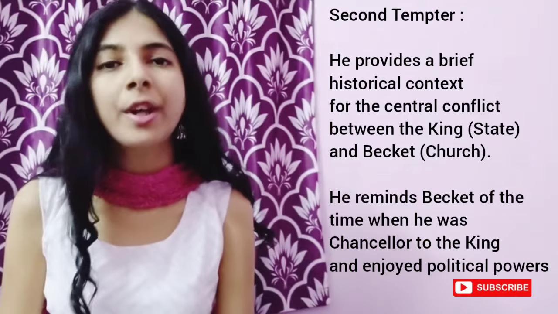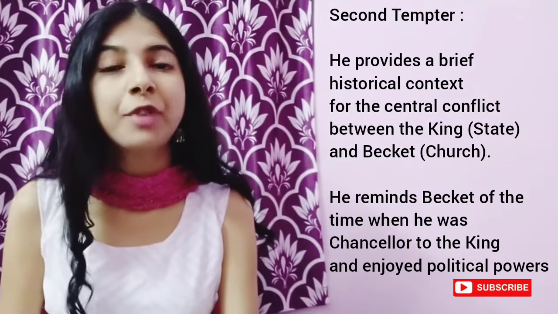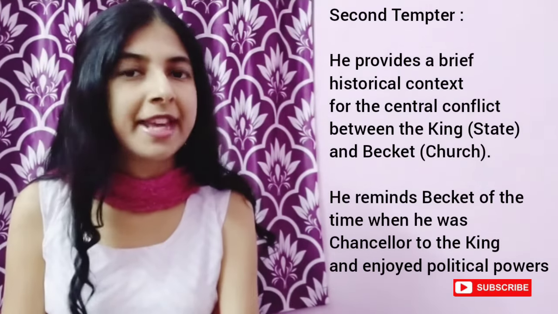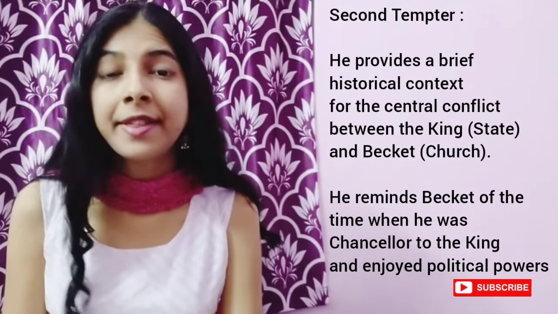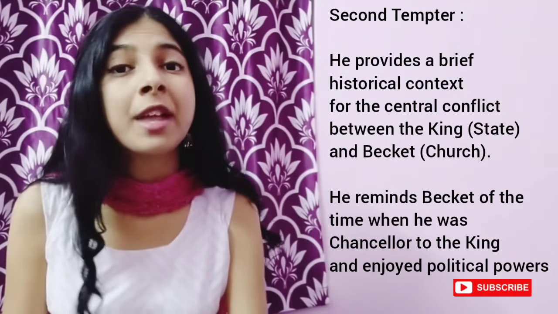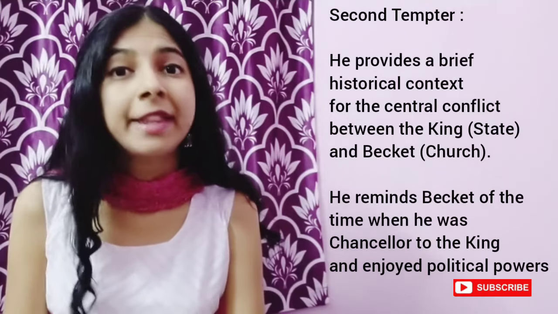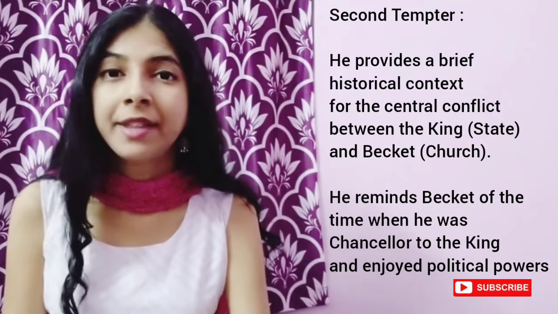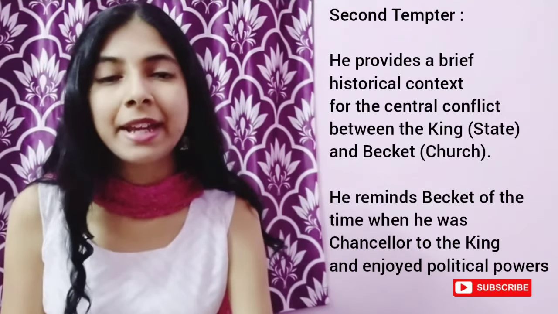The second tempter provides a brief historical context for the central conflict between the king and Becket, representing the state and the church. The second tempter reminds Becket of the time when he was chancellor to the king. That was a time when Becket enjoyed political powers. The second tempter tells Becket to join hands with the King of England against England's enemies at home and abroad.